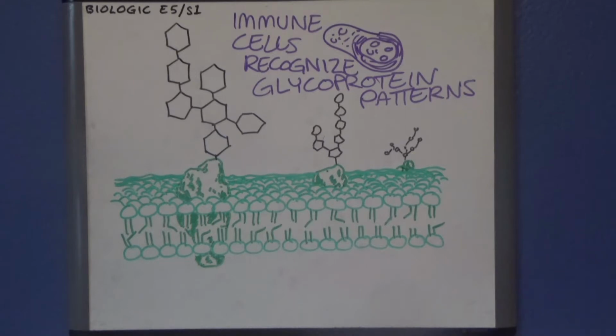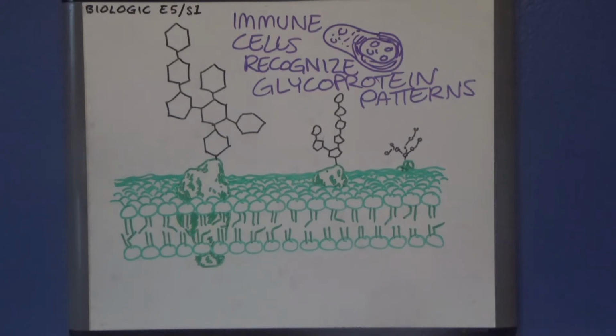These identifying sugars are not the same for every cell in your body. Different types of cells have different groups of identifying sugars on their glycoproteins. Your neurons, for example, have a different set of glycoproteins than your dermal cells, which are different than those in your muscle cells, which are different than those in your retinal cells, and so on and so forth.